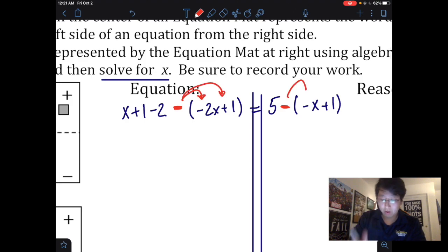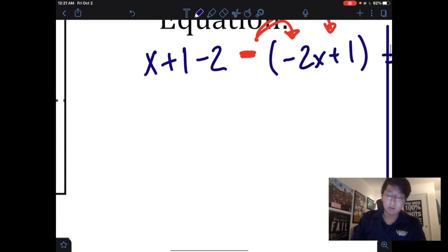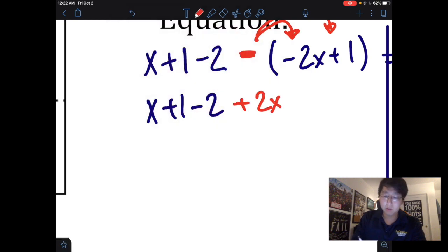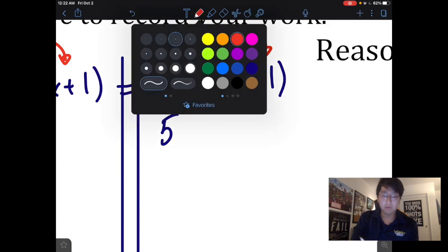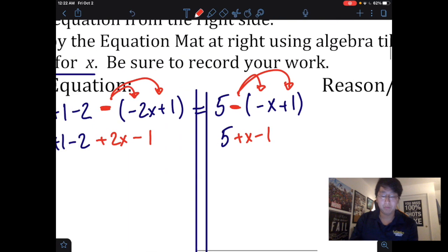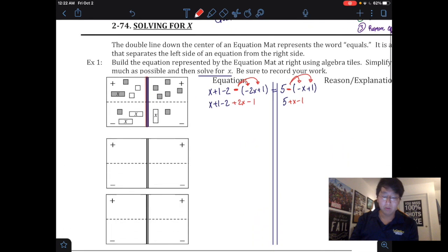Okay, I'm just going to distribute over here. So I have on the left side x plus 1 minus 2, and the opposite of negative 2x is plus 2x, and the opposite of plus 1 is minus 1. So that's the left side. On the right, we have 5. Opposite x is plus x, and the opposite of plus 1 is minus 1. Alright. So we went ahead and flipped from opposite land.